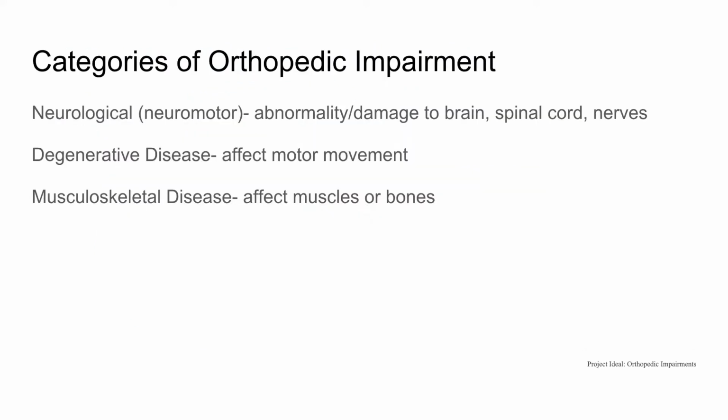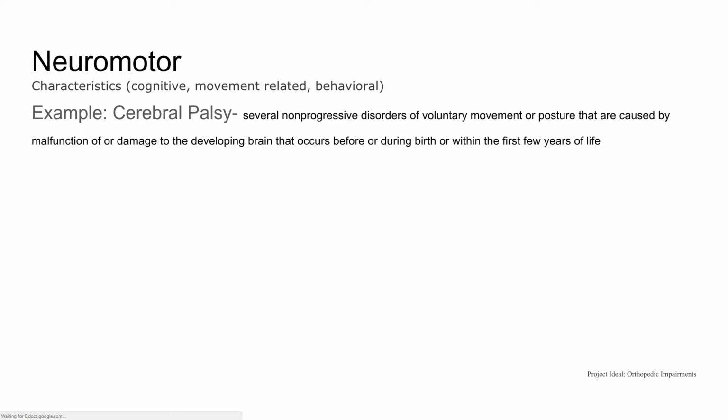We'll go over briefly the categories of orthopedic impairment. So there are three: neurological, degenerative, and musculoskeletal diseases. We'll first start with neuromotor. So neuromotor, it's very interesting. Just keep in mind that neuromotor and neurological afflictions are in their own category, but if they cause any type of impairment to the musculoskeletal system, then it would be considered under orthopedic impairment.